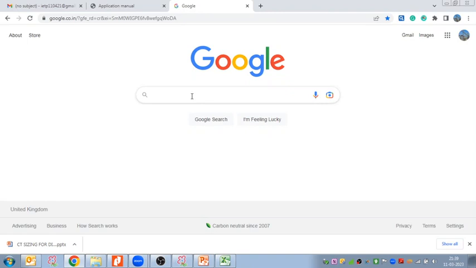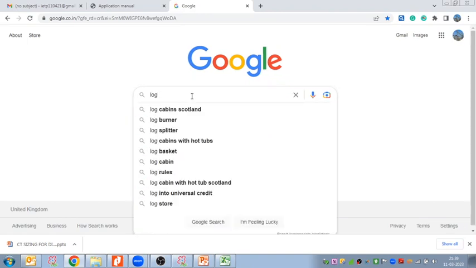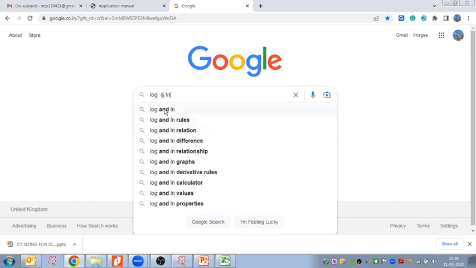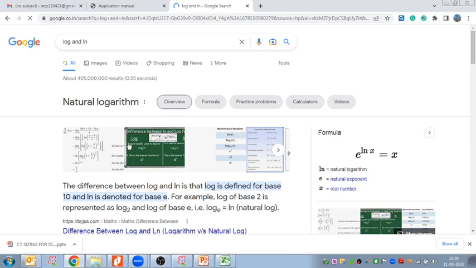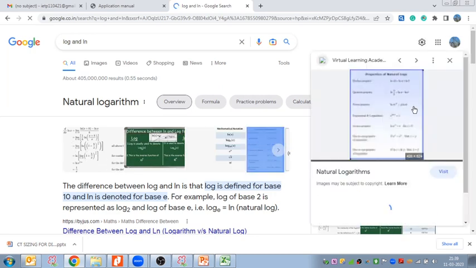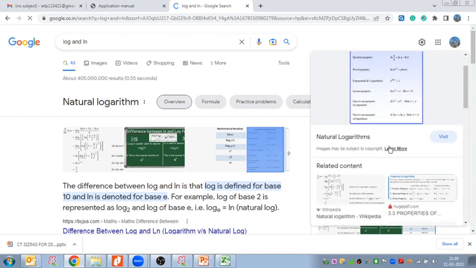You can check here the log and ln relations, right? So, log and ln relations. What we are using here is the ln.